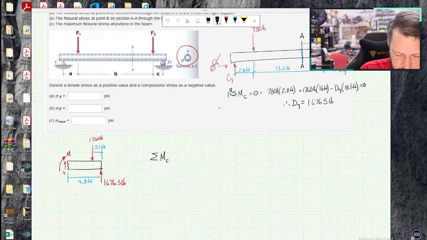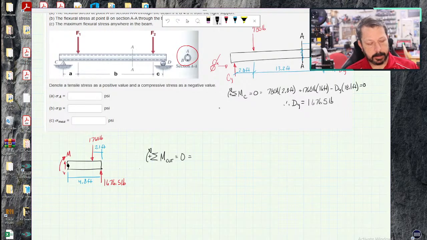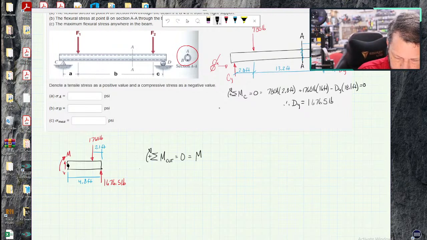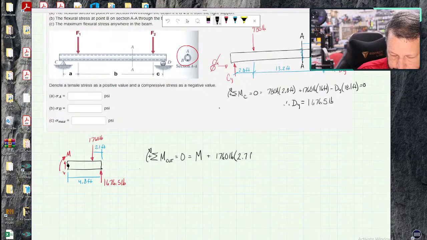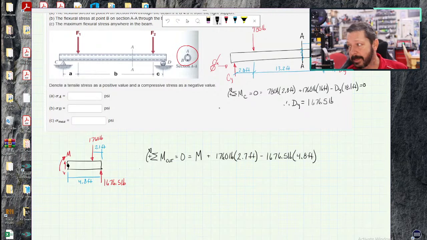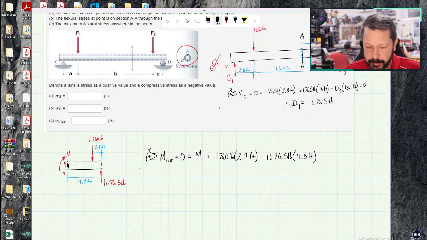Summation of moments about our cut spot here, equals 0. M is just M plus 1760 pounds. The moment arm there is 4.8 minus 2.1, 2.7 feet, minus the dy, 1676.5 pounds with a 4.8 foot moment arm. V is on that cut surface, so it doesn't create a moment about M, so we can ignore that one, or not ignore it, it just doesn't create a moment.